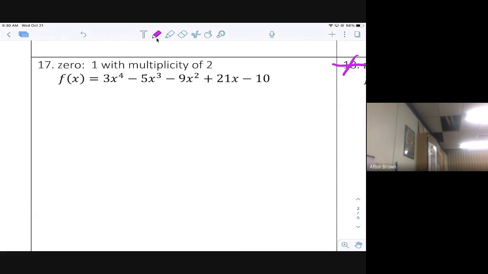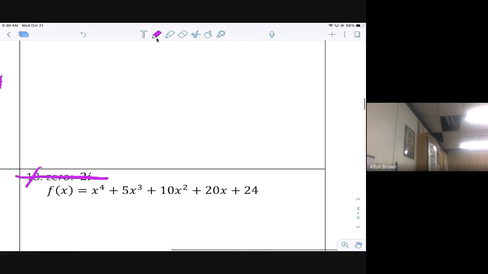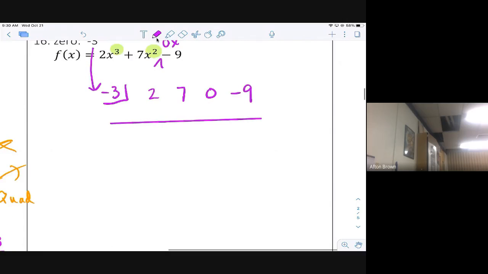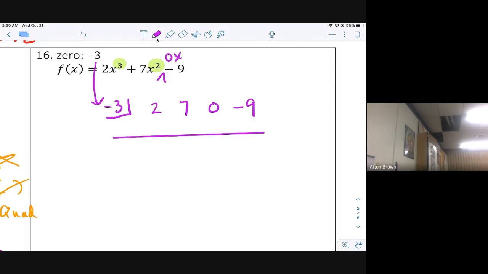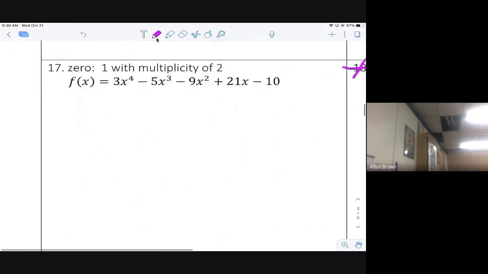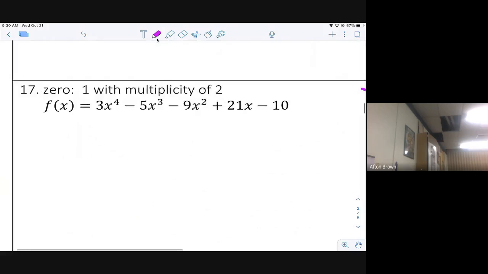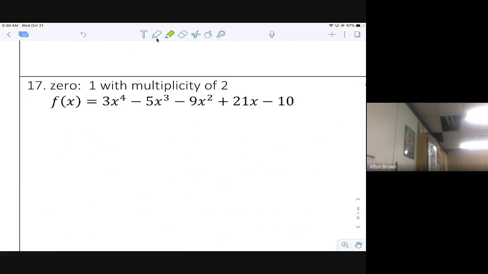Can you please go back to the last one? I'm not going to. Okay, thank you. Why do you think I want to talk about 17? What's different about 17? There are four zeros, a multiplicity of 2. What does multiplicity of 2 mean? There will be 2 more answers. 2 answers are the same, exactly.